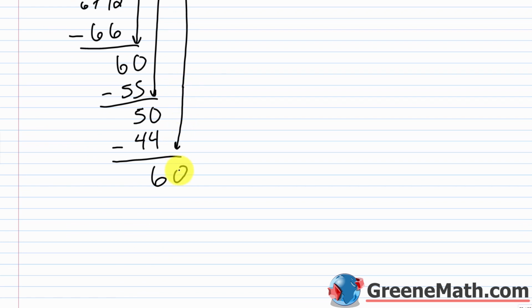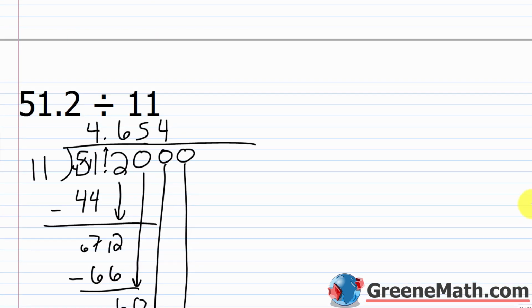And we're going to have 60. And remember, the divisor is 11. I don't want to scroll back and forth. The divisor is 11. So you'd say, how many times does 11 go into 60? Well, it's going to go in 5 times. So this will be a 5. 5 times 11 is 55.